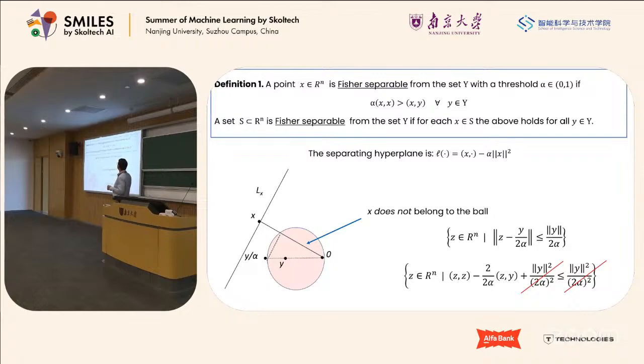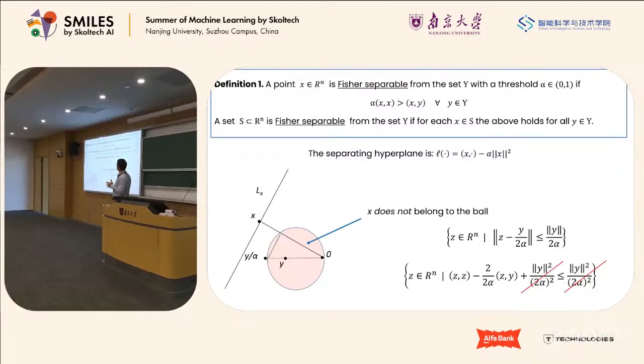I say that a point x is Fisher separable from the set y with the threshold alpha if this property holds true. In fact, if you do the math, you'll see that the separating hyperplane is exactly this one. Instead of the dot, you put y, so you'll have xy, and I'm interested in this set L of y equals 0.